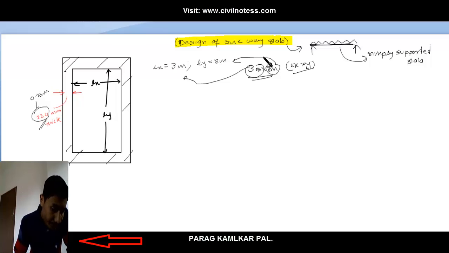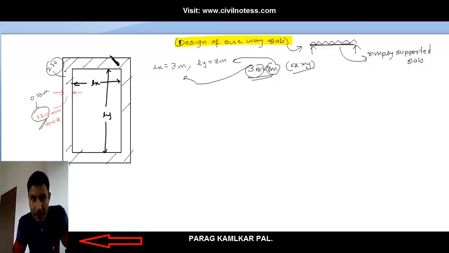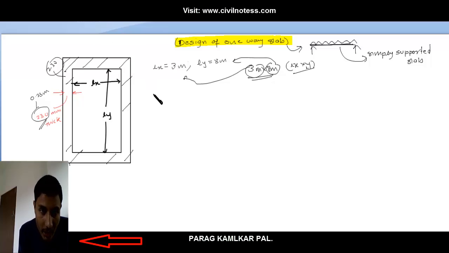Now, it is supported on a 230 mm thick brick wall all around. This is the thick brick wall, 230 mm thick, and the simply supported slab rests over it. You can get what this thickness is all about. Now the slab carries a superimposed load of 2.5 kilonewton per meter square. Now I'm going to show you what the load conditions are.